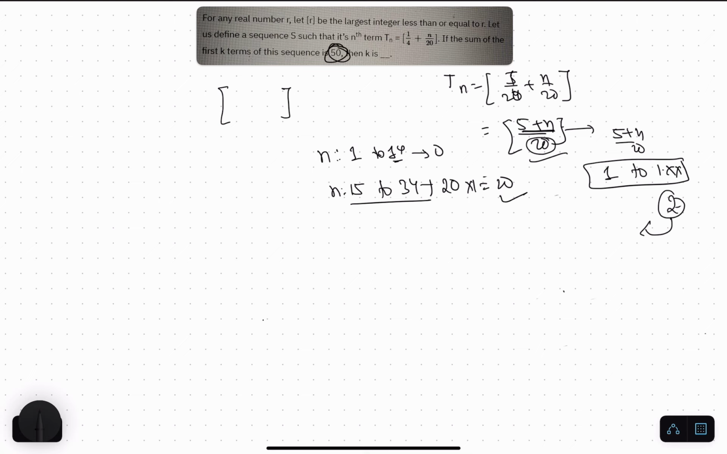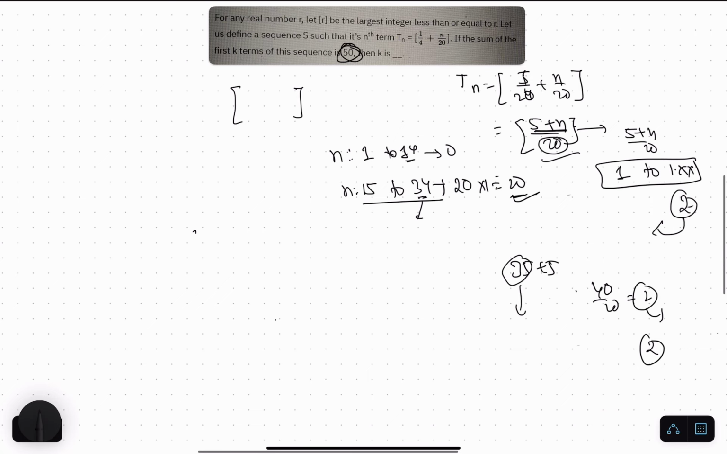Now the next value is 35. So 35 plus 5 is 40, and 40 by 20 is 2. So starting from 35, the next few values will give us 2. We have got 20, so 50 minus 20, which is 30, is yet left to be achieved. Since each value gives 2, 30 by 2 is 15. So we need 15 numbers from here.